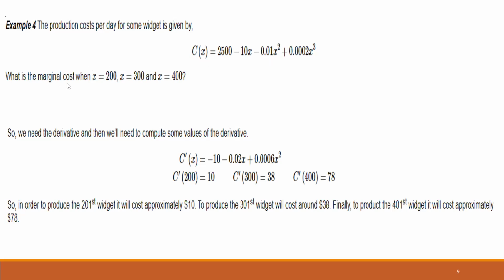What is the marginal cost when x is equal to 200, x is equal to 300, and x is equal to 400? So to find the marginal cost, you're going to find the rate of change of your cost function, which is basically the first derivative of your cost function, and then plug in these values. So work this for me.